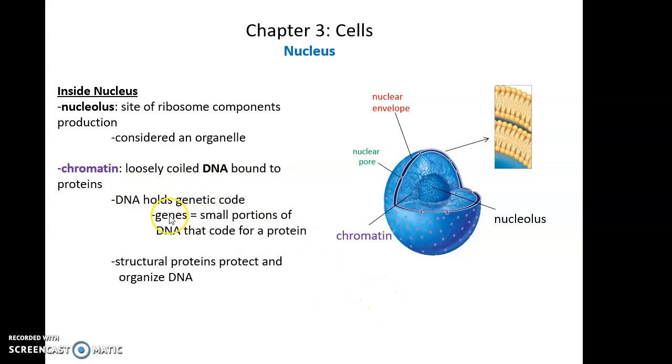Basically, we have approximately 30,000 genes. Each gene is a small portion of DNA that codes for a specific protein. Genes code for proteins. We need those genes to produce the proteins necessary for us to survive.